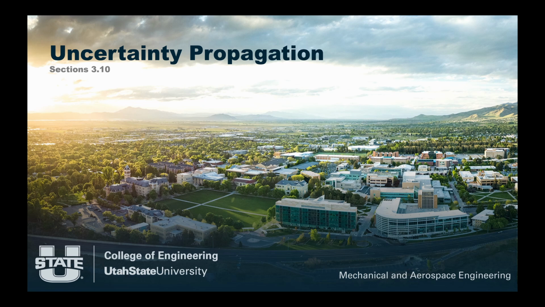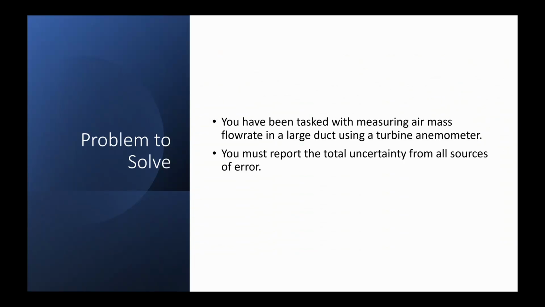Okay, so here is the example problem that I have chosen to help us get thinking along these lines. We've been tasked to measure an air mass flow rate in a large duct using a turbine anemometer. So a turbine anemometer is going to give us one of the variables, which is our wind velocity or air velocity. So what about the other variables that make up the governing equation for mass flow rate? Well, we've got density and we've got cross-sectional area. So if you think about it, we have multiple sources of error because of multiple variables being measured.